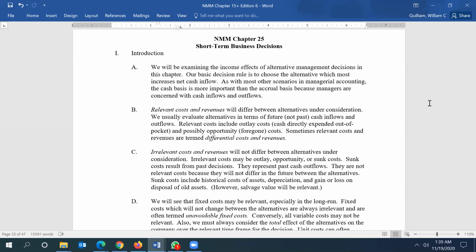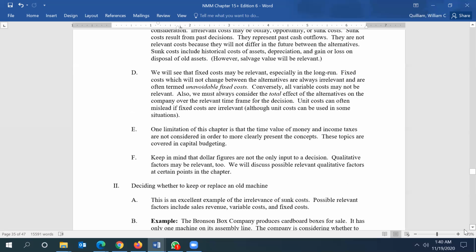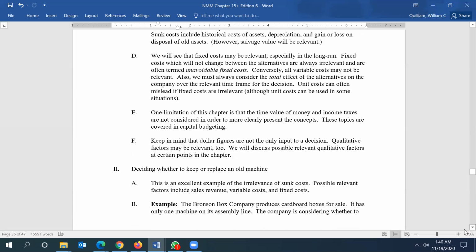However, salvage or residual value will be relevant. So if someone gave us a little bit of salvage or residual value for the old machine, if we're replacing it, that will be relevant because it has a future cash inflow. Then D, we'll see that fixed costs may be relevant, especially if we were considering long-run situations.